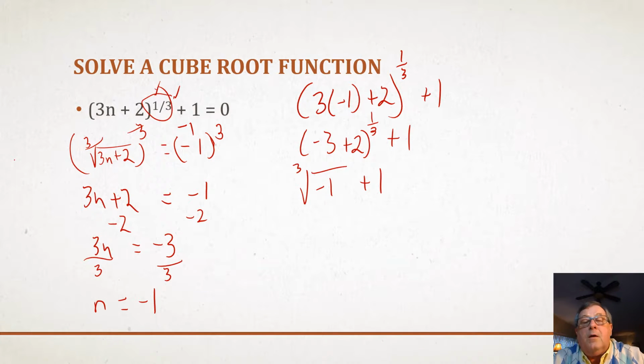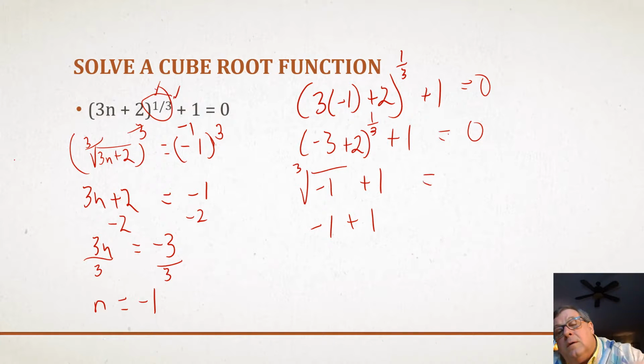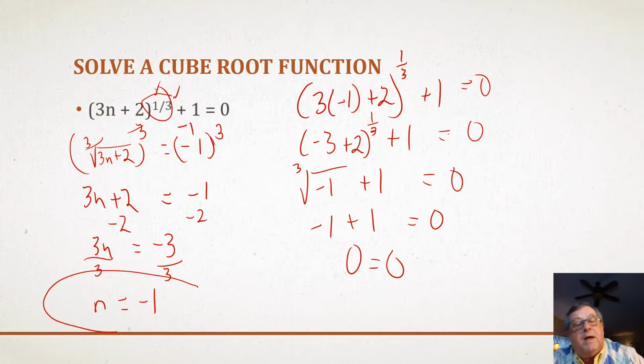I keep saying it the wrong way. What's the cube root of -1? Well, it's just -1. And -1 plus 1 is 0, and 0 does in fact equal 0. So n equals -1 is a valid solution. Now, let's look at one that might be a little bit more interesting.